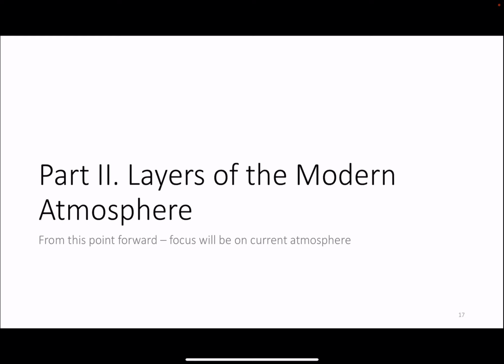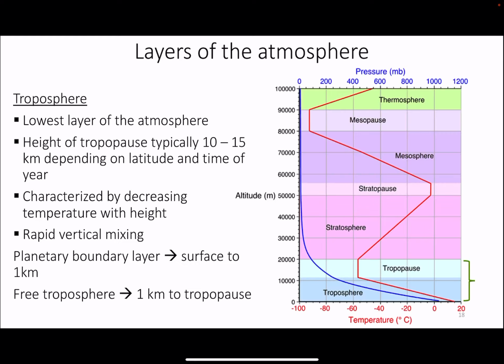Okay, so from here on forward, we're going to talk about the layers of the modern atmosphere. To start with, I'm going to use this diagram on the right the whole time. This shows temperature on the x-axis in red in degrees C, and at the top x-axis in blue is the pressure. And there's a whole lecture on temperature and pressure later. And then this is altitude. So this is like the opposite of depth, right? This is the surface of the Earth. And then as you move higher in altitude, you're moving towards outer space this way.